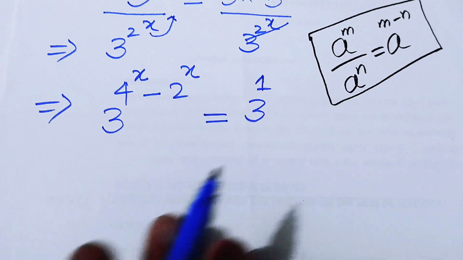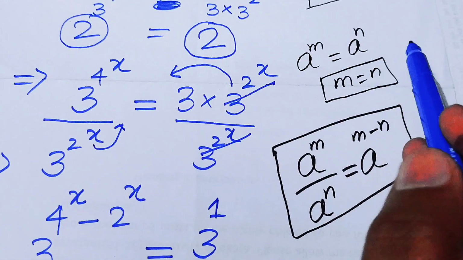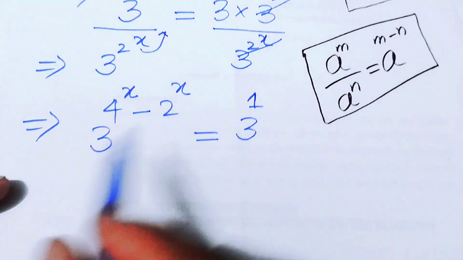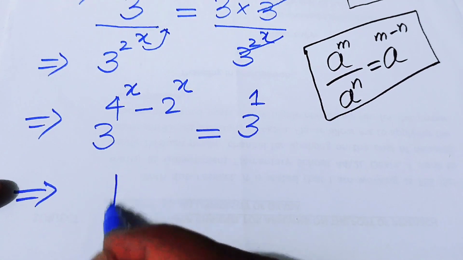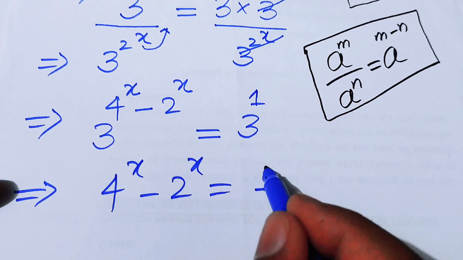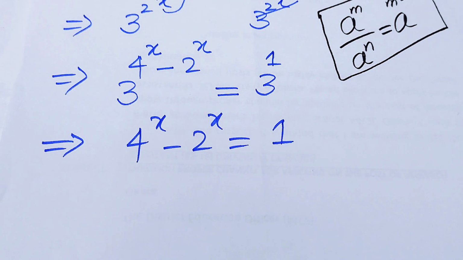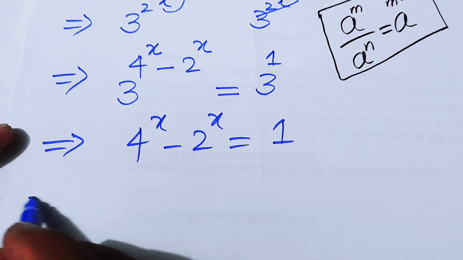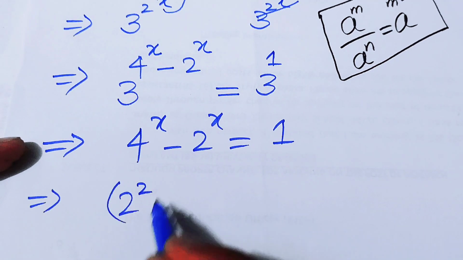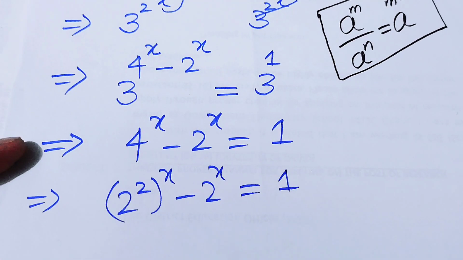So now you again focus on both sides and you see that bases on both sides are same, so we can use this law now. We compare both sides and you get 4 to the power of x minus 2 to the power of x is equal to 1. So this will become the simple exponential form. Now we can solve this form, so here you have 4 to the power of x, we write 2 to the power of 2 to the power of x minus 2 to the power of x is equal to 1.